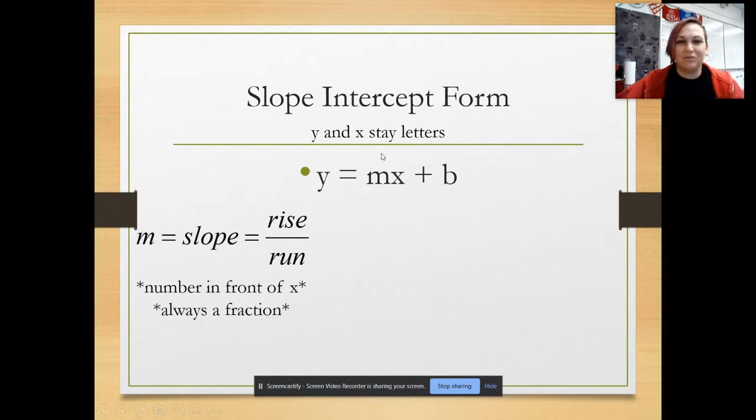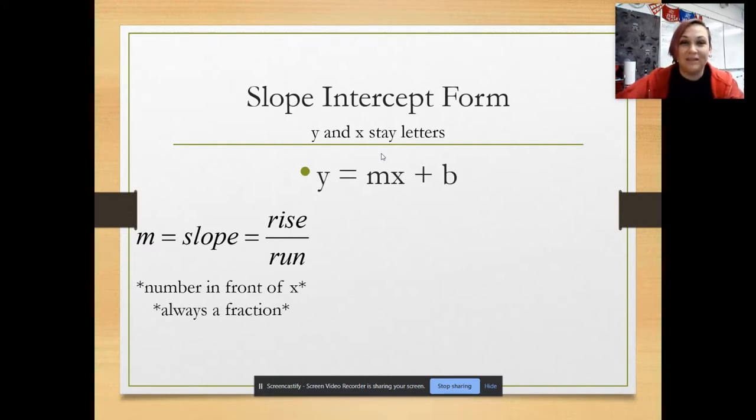Sometimes we'll switch the order around maybe, so you're always going to look for that number in front of the x. The reason why slope is a fraction is because it represents the rise and the run of the line that we're going to be graphing. So you need to have two numbers. You need a number representing how far you're going to rise, and a number representing how far you're going to run. So fraction, two numbers all the time.